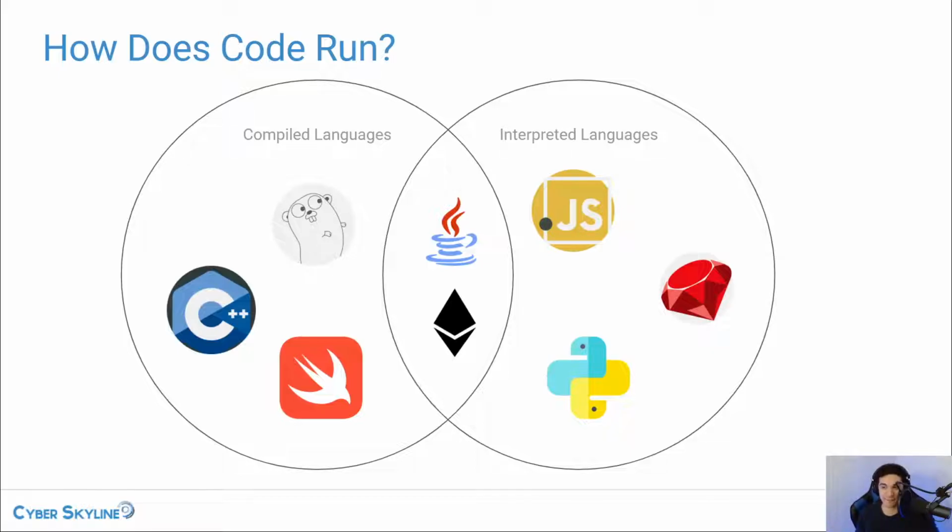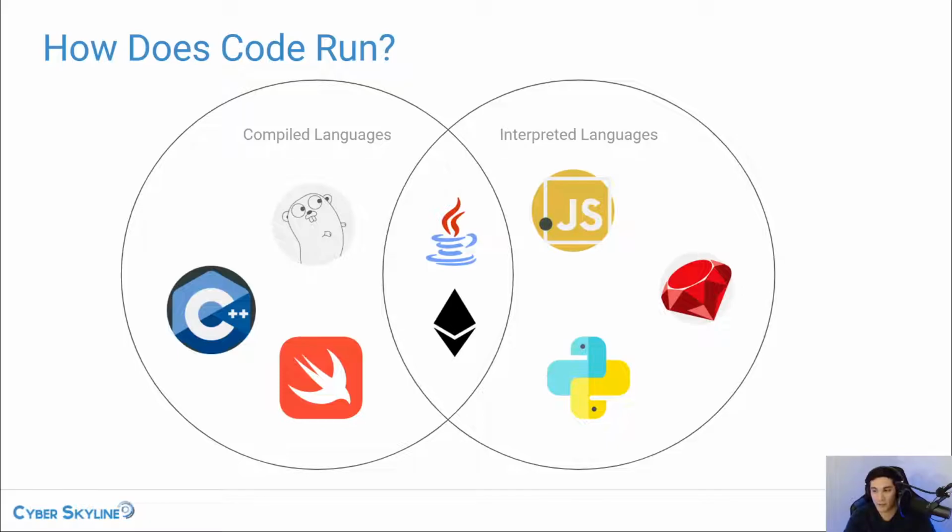It's much less efficient, but the benefit is that oftentimes these interpreted languages are faster for a programmer to write in. They can write JavaScript code much faster than they can write C++ code, as an example. In the middle, there's actually an overlap.